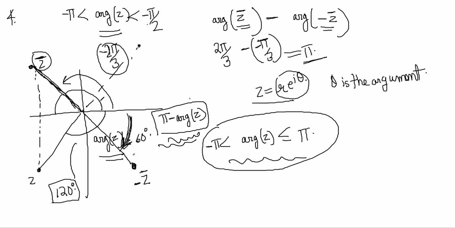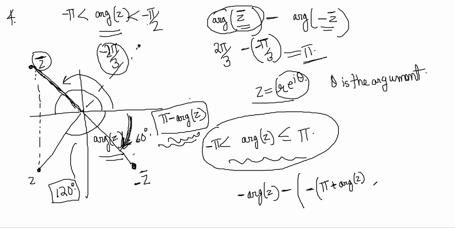So think about what is happening. Argument of z conjugate here becomes the negative of argument of z. And argument of minus z conjugate is becoming pi minus argument of z, but negative of that. Minus of pi minus argument of z. No, pi plus argument of z, because argument of z itself is negative, right?